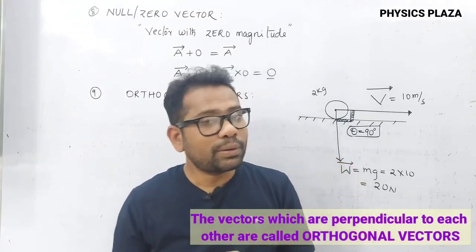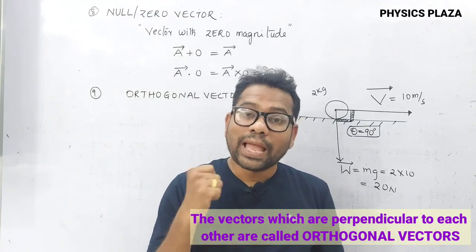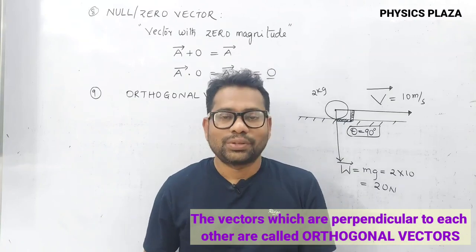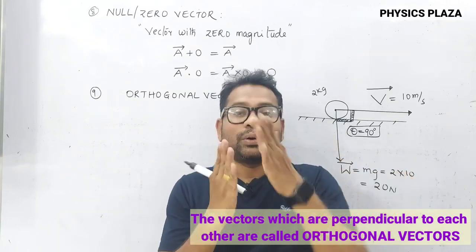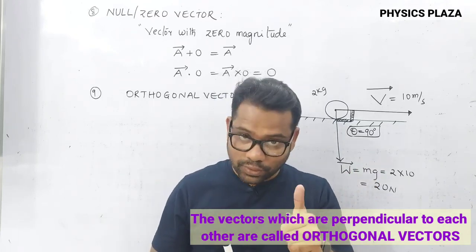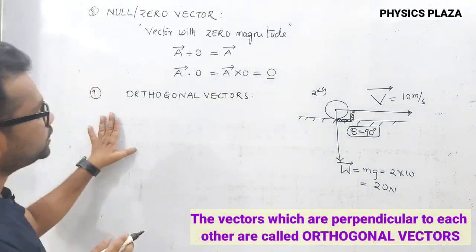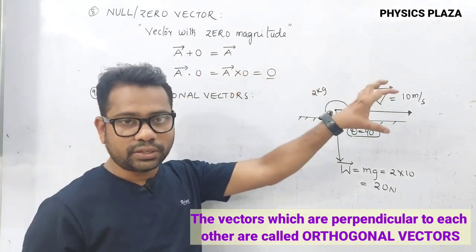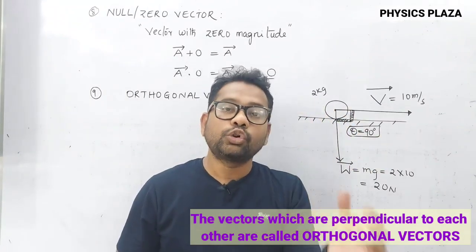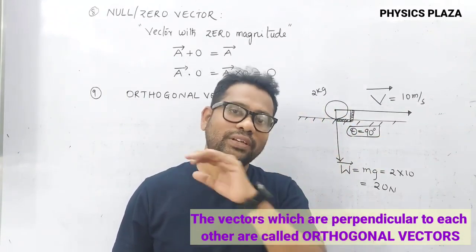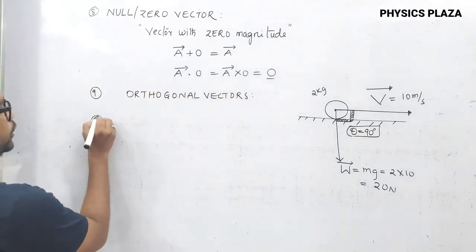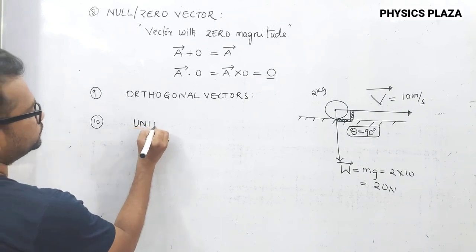In board exams, a 1 mark question can be asked like this: what is the angle between orthogonal vectors? It's 90 degrees. If the angle between two vectors is 90 degrees, then only we can call those vectors orthogonal vectors. Is that clear, children? Fine. Orthogonal vectors are the vectors which are perpendicular to each other. Okay? Fine. Now next, let us see unit vectors.